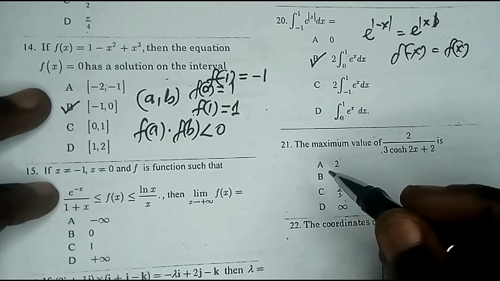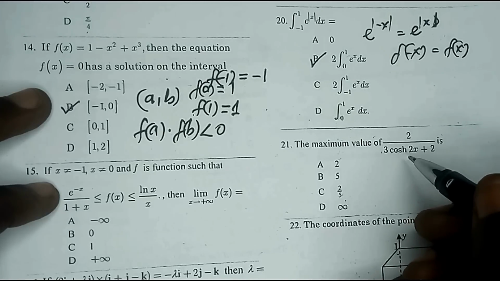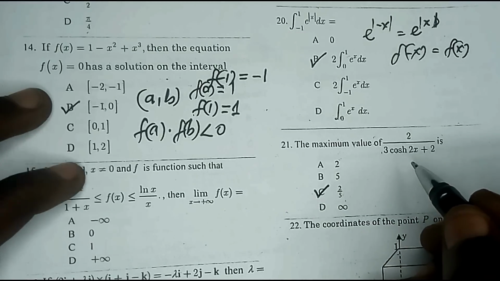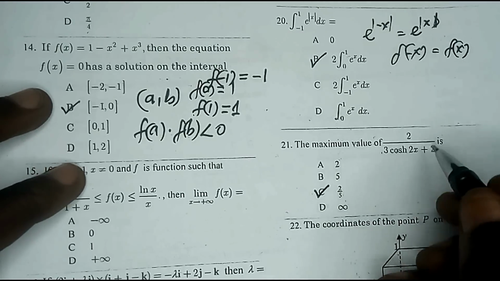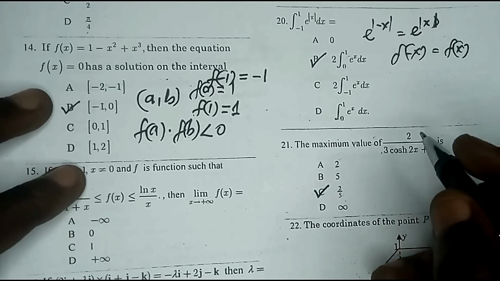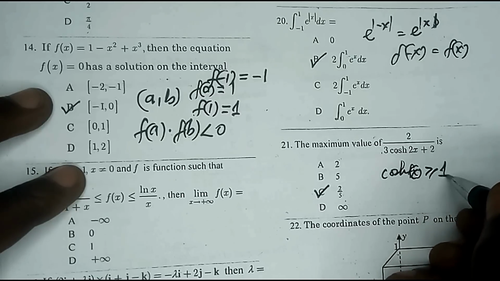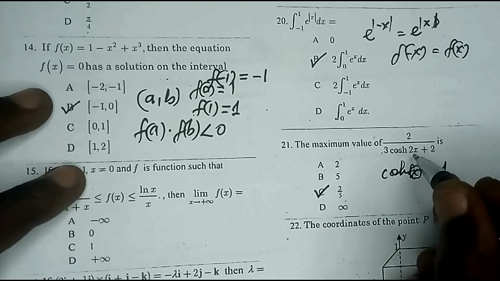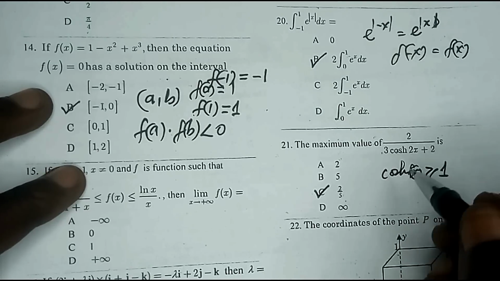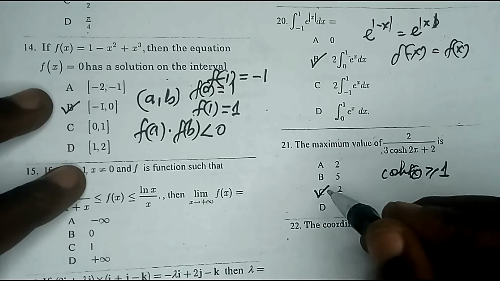In number 21, the maximum value of this function should be 2 over 5, which is C. Actually, to have a maximum out of this function, it should be when the denominator is at its barest minimum. And usually cos of x generally is greater than or equal to negative 1. That means the least value of cos 2x in this case then is negative 1. And so this function will be maximum when cos 2x is minimum. So you get 2 all over 3 into 1 plus 2. So 2 all over 5 is the answer.